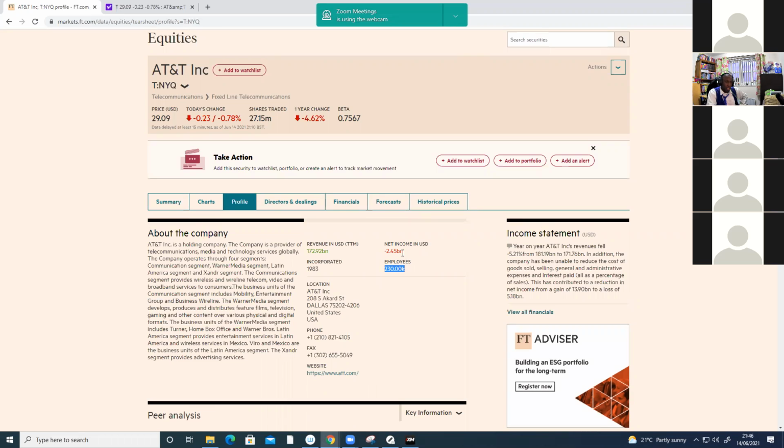Now even if you love AT&T, the revenue fell by 5%. In addition, the company has been unable to reduce the cost of goods sold, selling, general administrative expenses, and so on. Now you see that and you're like, of course, it's Corona and so on, but the fact that this is negative, you're going to have to just take it off for a bit.